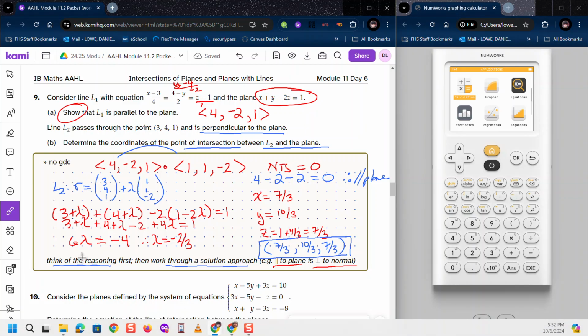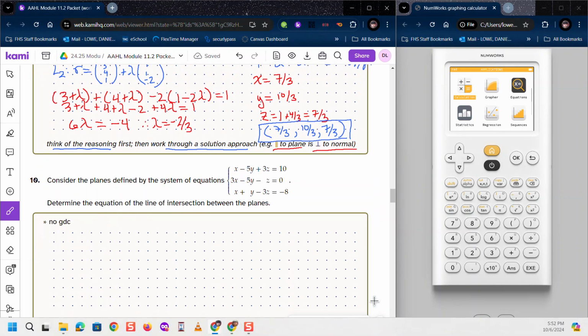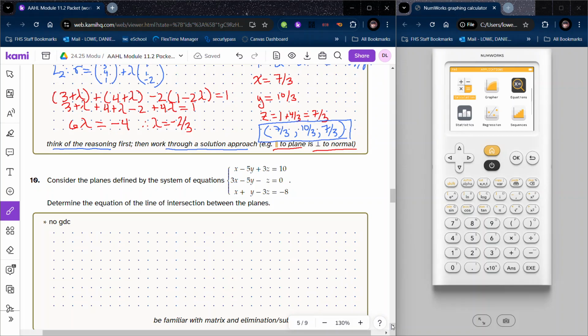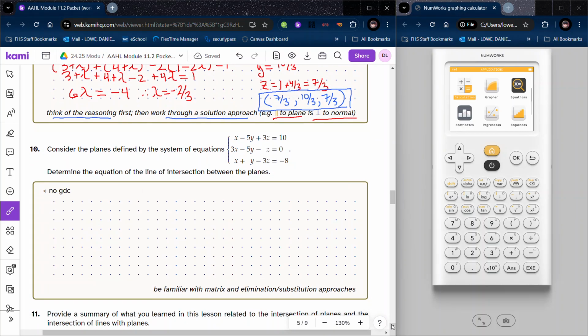Okay. Lastly, here we have 3 planes defined by a system of equations, and I want to determine the equation of the line of intersection between the planes. So I know I have a line of intersection, so I don't need to go through and try to figure out anything with the determinant. So if I look at my equations, I should see that with equation 1 and equation 2, I can eliminate my y variable. And let's see what that gives me.